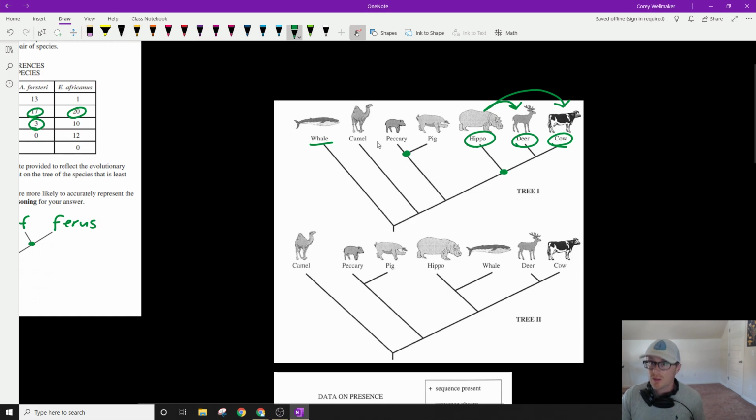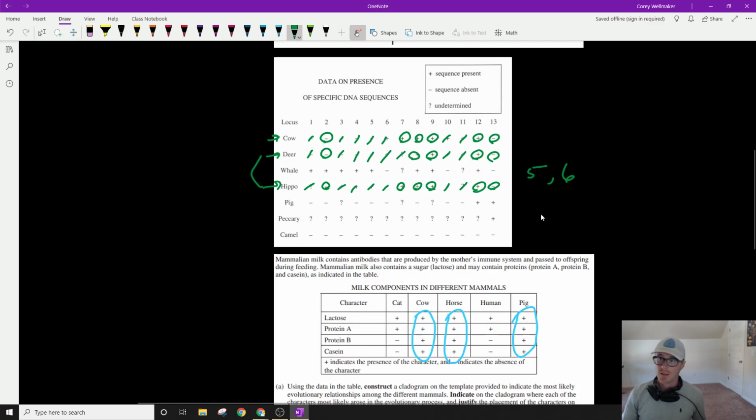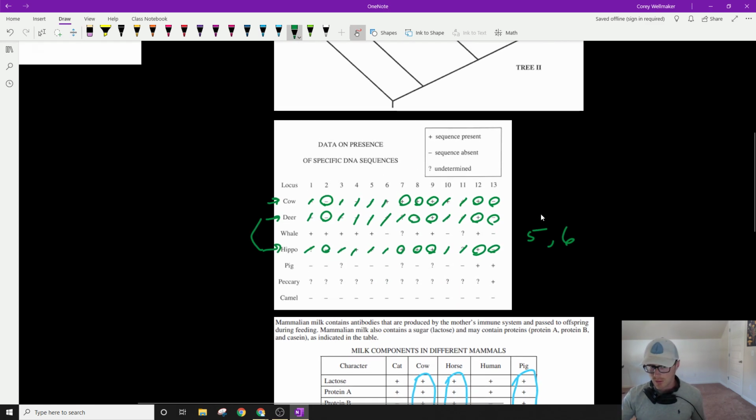So now let's look at what the hippo's relationship is to the whale, because according to the top cladogram, the hippo should have a lot more differences when you compare the hippo to the whale than to the deer and the cow. So the number of similarities, in other words, should be much, much lower. There should be fewer similarities according to the top cladogram. So let's do that.